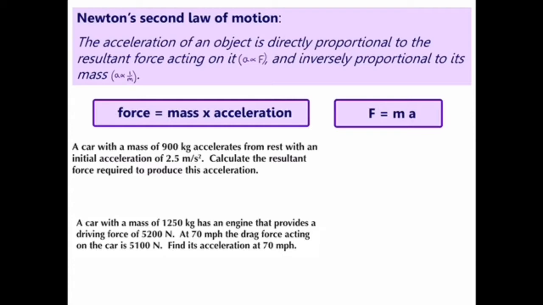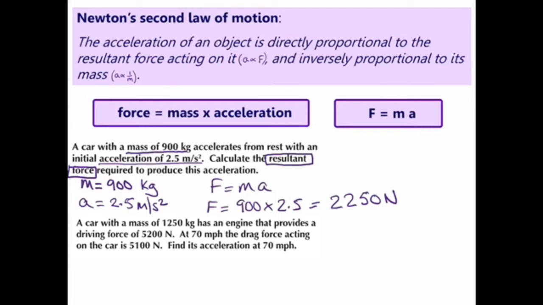Okay, so a car with a mass of 900 kilograms accelerates from rest with an initial acceleration of 2.5 meters per second squared. Calculate the resultant force required to produce this acceleration. First thing, underline your data and write yourself a list, and then put a box around the thing that you need to work out. Check the units. We've got kilograms, we've got meters per second squared, so I don't need to convert anything. Then you write down the equation, you substitute what you know, and you work it out.